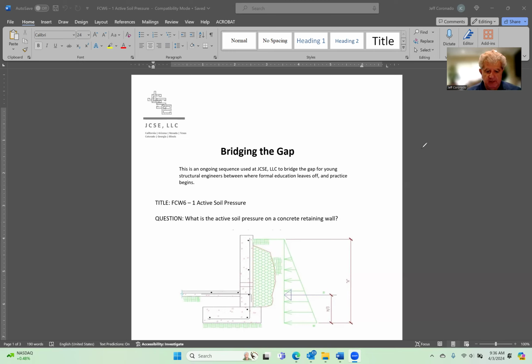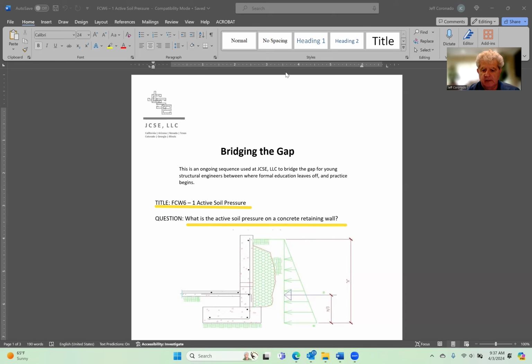Okay, so this one is FCW6-1, and we're covering the active soil pressure. What is the active soil pressure on a concrete retaining wall? All right, well, let's take a look at a concrete retaining wall.